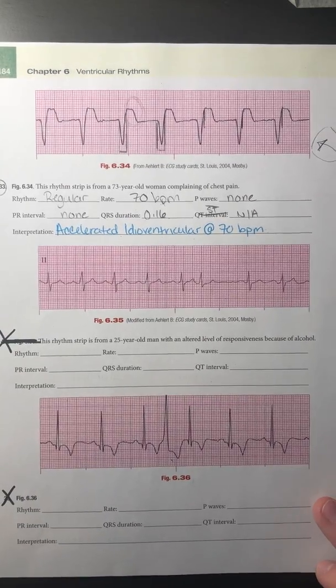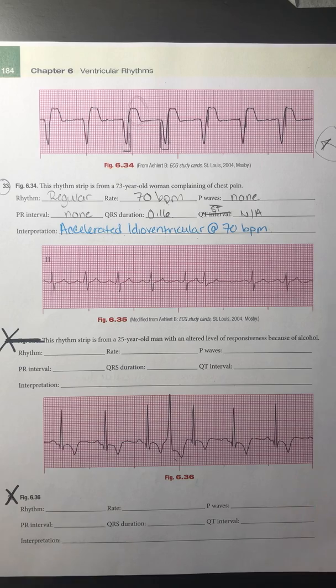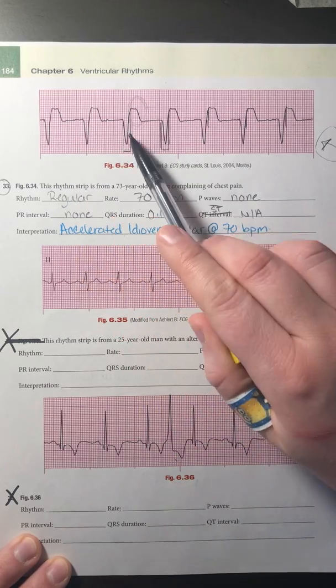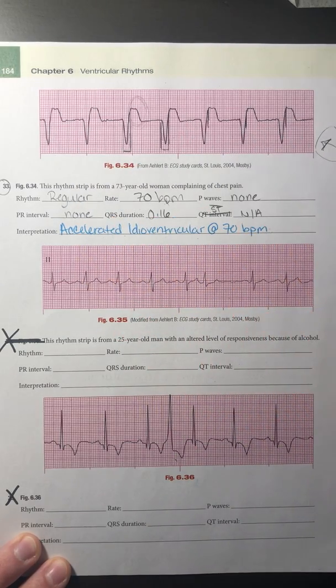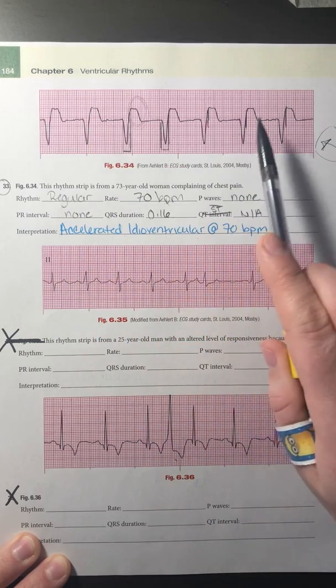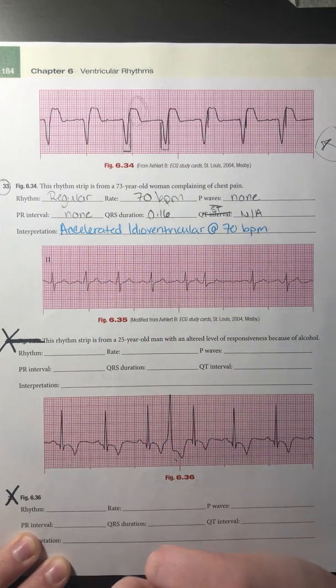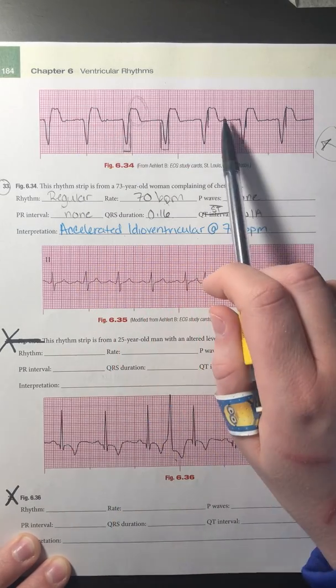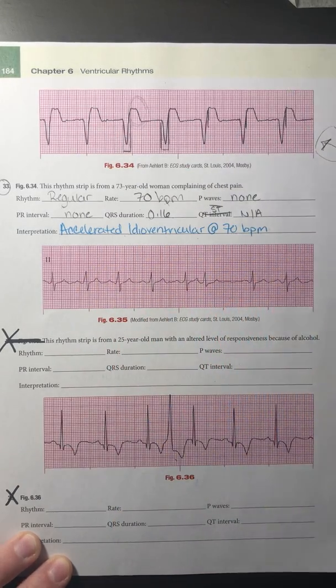Going over to the next page, we're just going to be looking at figure 6.34, number 33. We can see right off the bat this rhythm is very regular, so I put regular there. My rate, 1, 2, 3, 4, 5, 6, 7 times 10 gave me that 70 beats per minute. I don't have any P waves here, you can see. And we have a wide QRS complex.